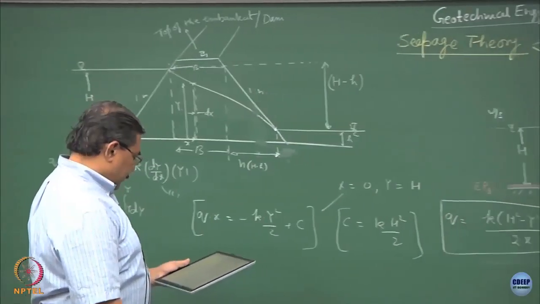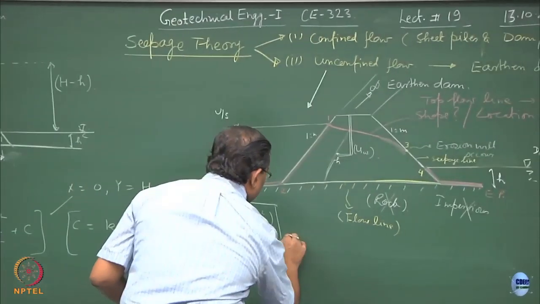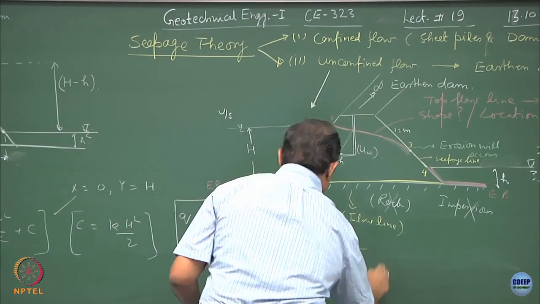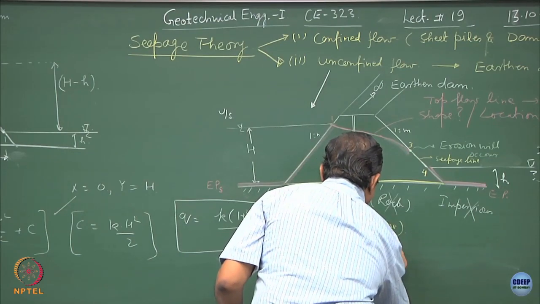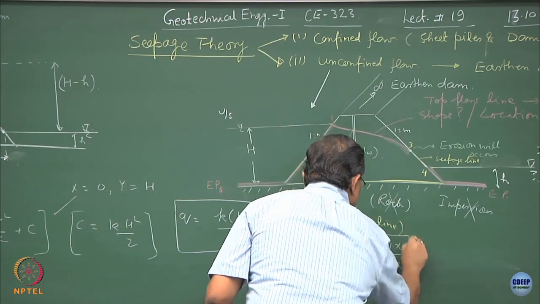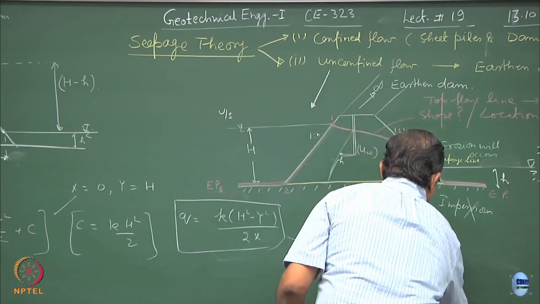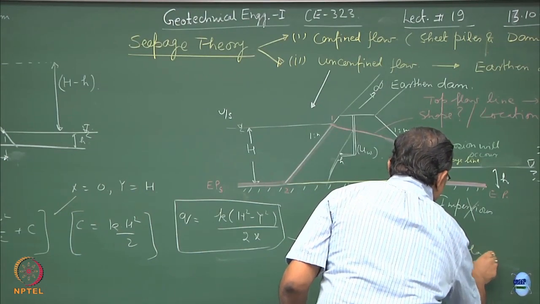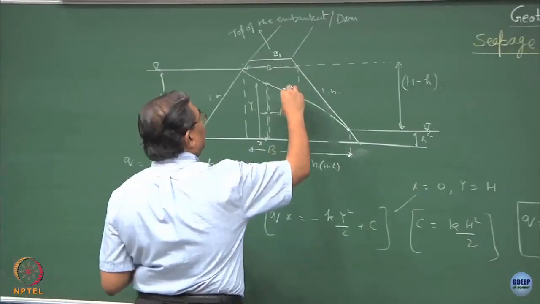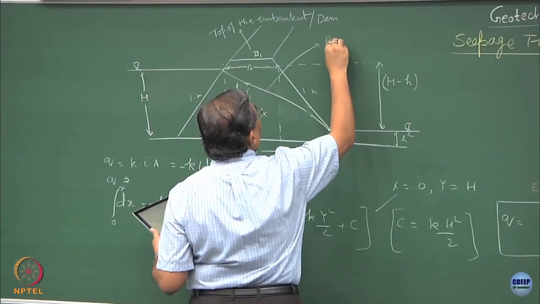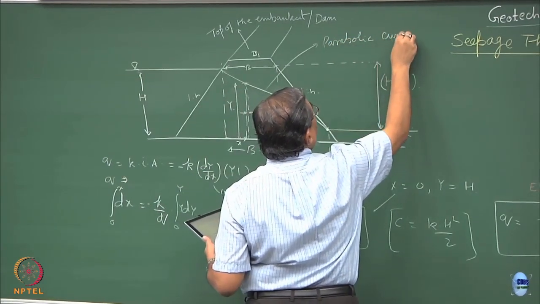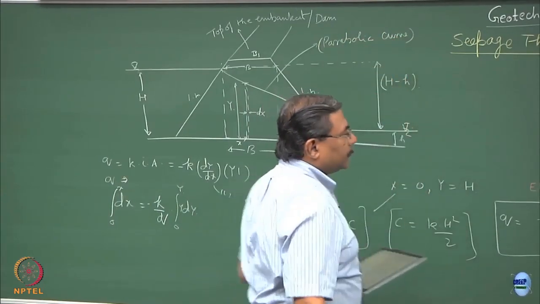I hope you can realize that this is the equation of the parabola, where I can write y square equal to h square minus 2 times qx upon k. This is the equation of the parabola. So, what we have proven is that the top flow line happens to be a parabolic curve. This is okay.